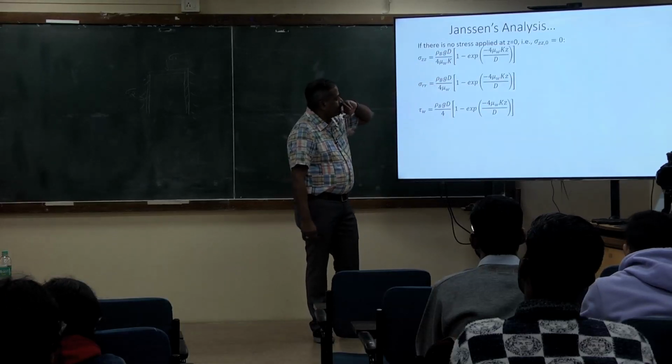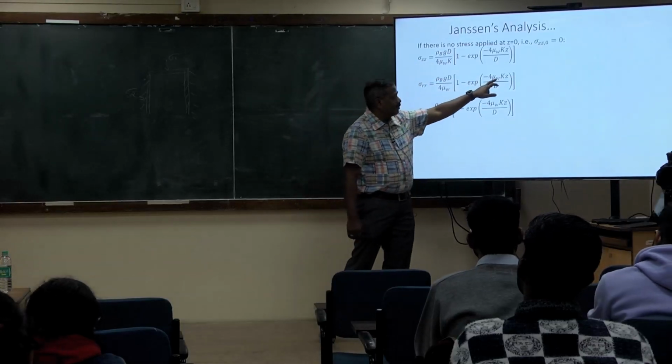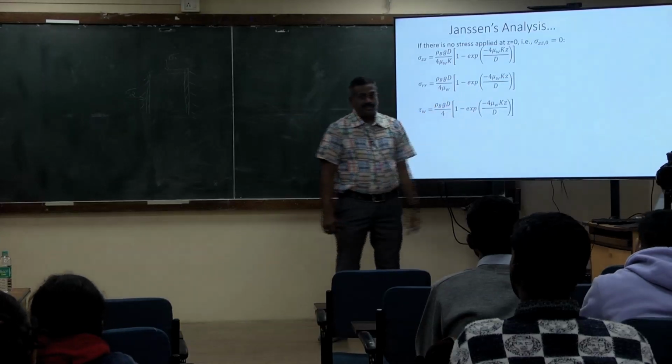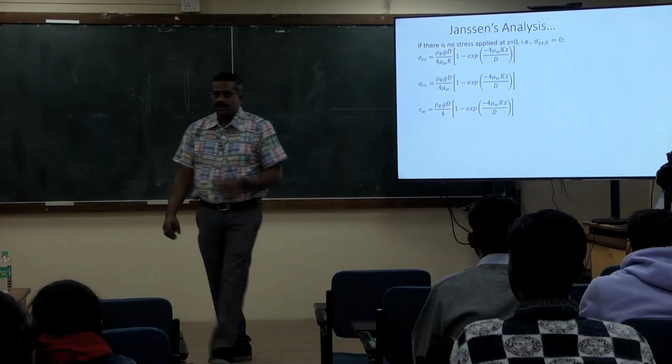Then mu is the coefficient of friction, and Z is the height from the top surface.